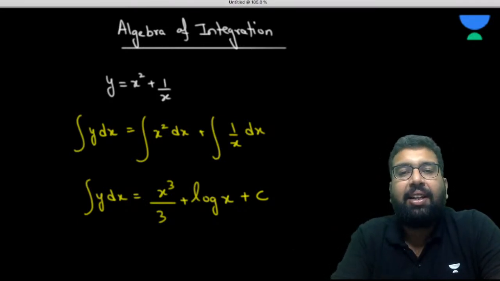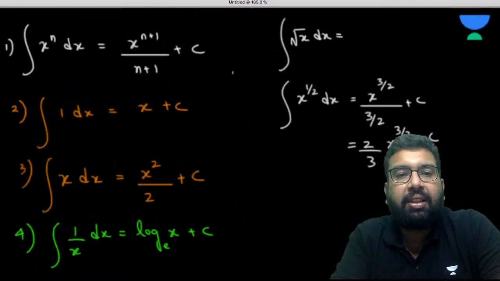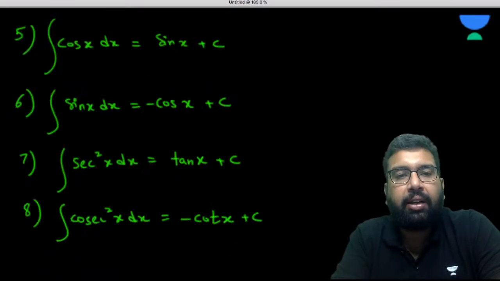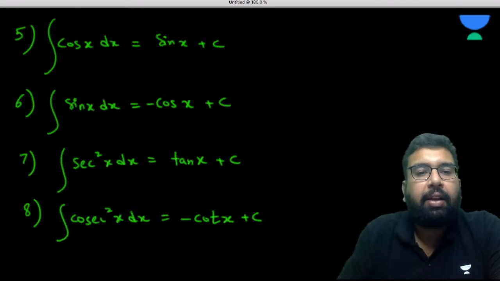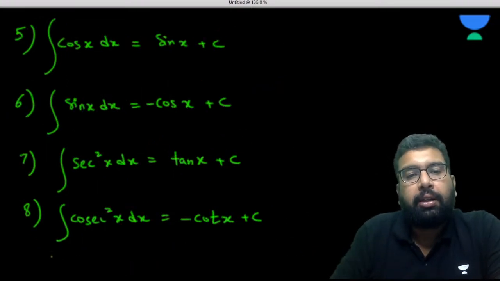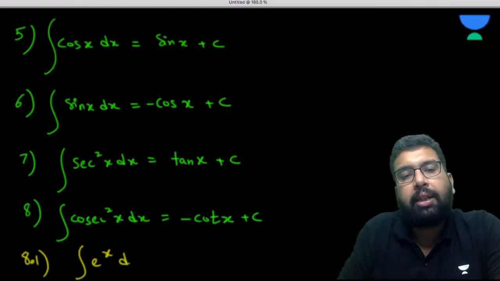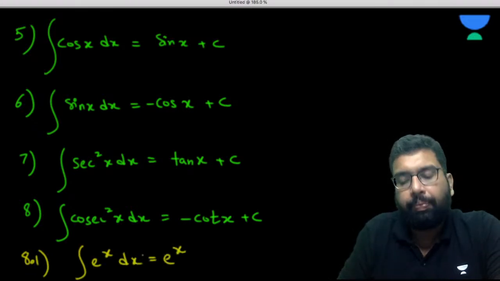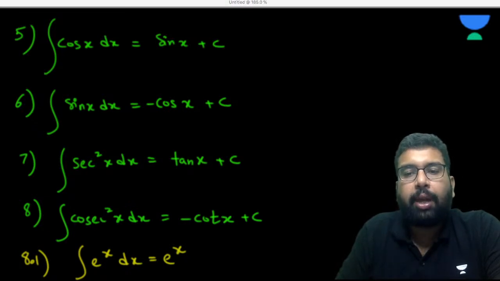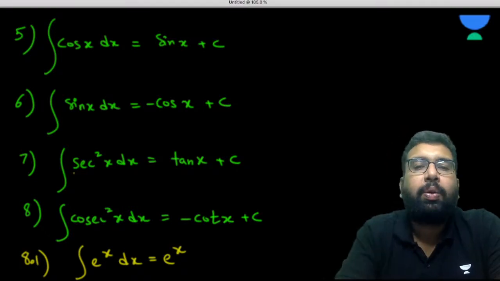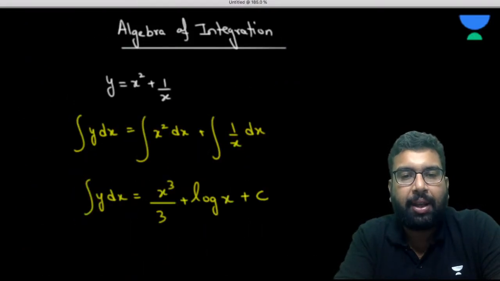Now similarly, I didn't write integration of e to the power x. Just adding one more formula to it, let's suppose 8.1. Integration e to the power x dx is equal to e to the power x. Remember, okay? Because when we differentiate e to the power x, we get e to the power x only. So similarly, when we integrate e to the power x, we are going to get e to the power x only. Understood?